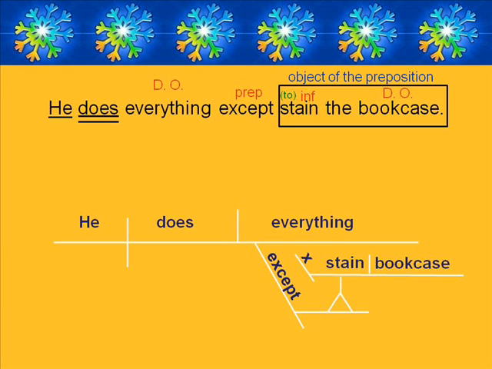Okay, here's how you would diagram this. My subject, verb, direct object, everything is the direct object of the main sentence. Then I have my preposition except. Then the object of the preposition is what's in the box, so all of it goes up on the stilts. Since the word to, T-O, is not in my sentence, I use that X there on the line to show that the word wasn't present in the sentence. And then the word bookcase is the direct object of my infinitive phrase, so it's up on the stilts as well.